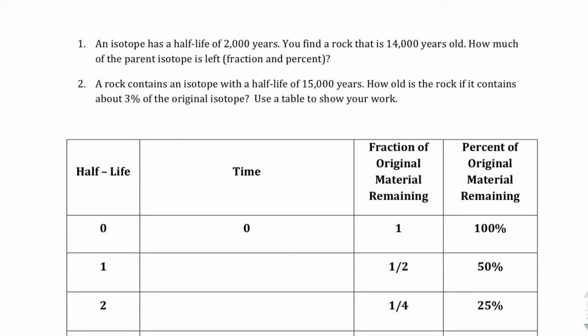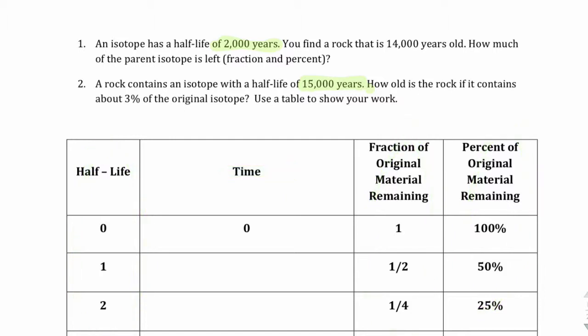To start the process, I pre-made a table. We talked in class that the only thing in the table that will ever change is the time. In the problems, I give you how long the half-life is, and that's what I mean by time. For the first example, it says an isotope has a half-life of 2,000 years. That's the time for that isotope. In the next one, it says a rock contains an isotope with a half-life of 15,000 years. That's the half-life for that problem. And that won't change. So no matter what those times are, the number of half-lives in this column, the fraction of the original amount remaining, and the percent of the original material won't change. That will always stay the same.